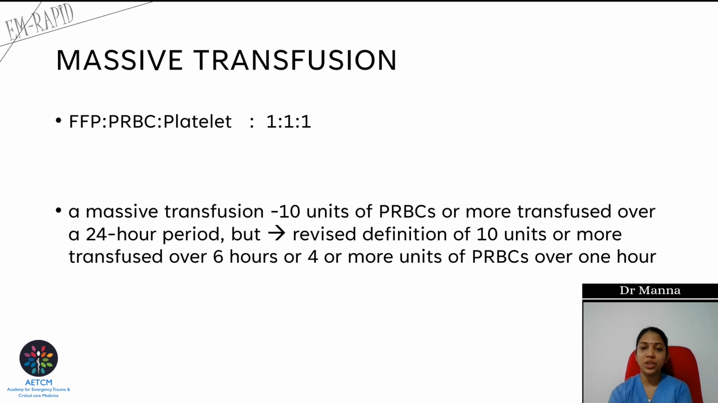And if this patient is in class 3 or class 4 shock, we might require a massive transfusion protocol. Massive transfusion means the requirement of more than 10 units of PRBC over 24 hours. But we have revised the definition: if this patient requires more than 10 units of blood over 6 hours, then that is also called massive transfusion protocol. So the latest definition is not 24 hours, more than 10 units in 6 hours. Or if this patient requires 4 or more units of PRBC over 1 hour, then that is called MTP or massive transfusion.